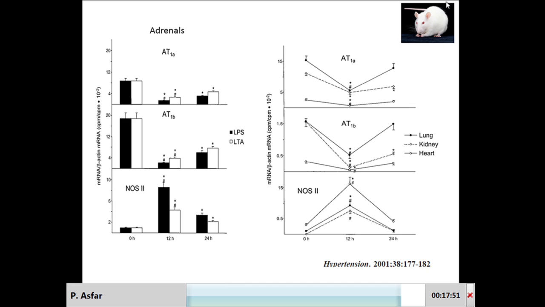LPS load, or lipopolysaccharide, in a rat model, and as you can see, the sepsis-like model induces a decrease in angiotensin 1A and 1B receptor expression with a parallel increase in nitric oxide synthase 2. And it is true for adrenals, it's true for lungs, it's true for kidney and heart.